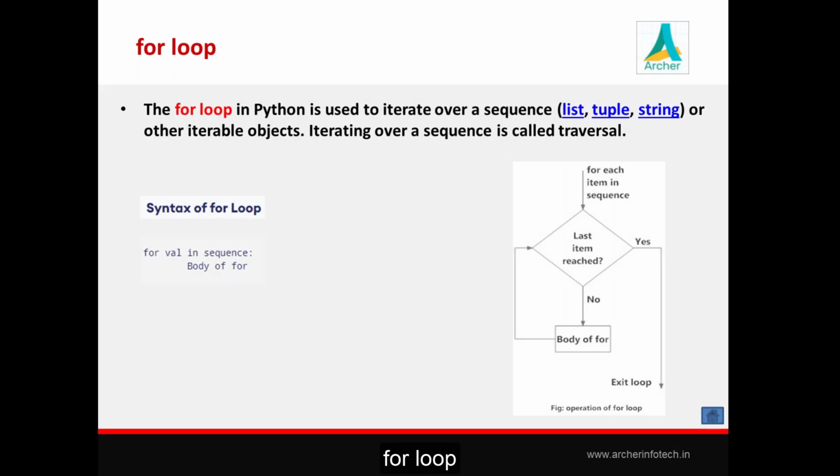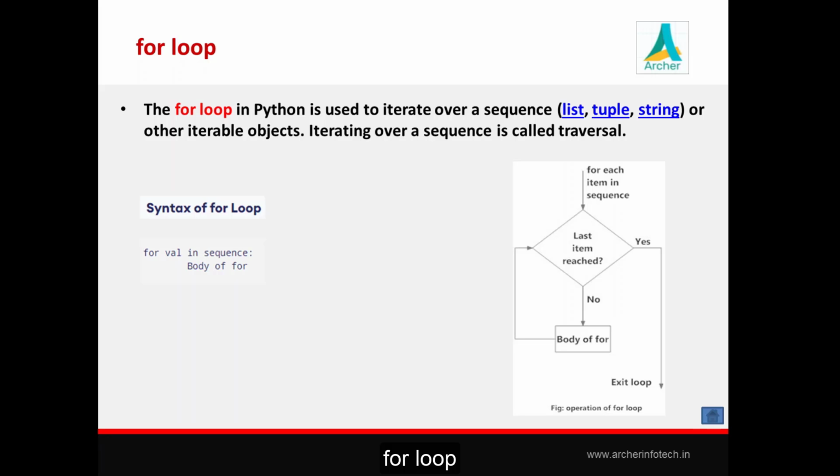Now we'll see our second loop, that is the for loop. A for loop in Python is used to iterate over a sequence. Now, list, tuple, string, all are sequences. We don't have any idea about list or tuple yet, but at least we know about a string. If you say hello, HELLO, this is a sequence.